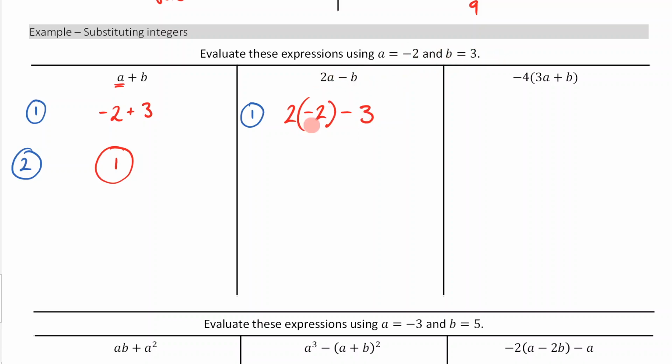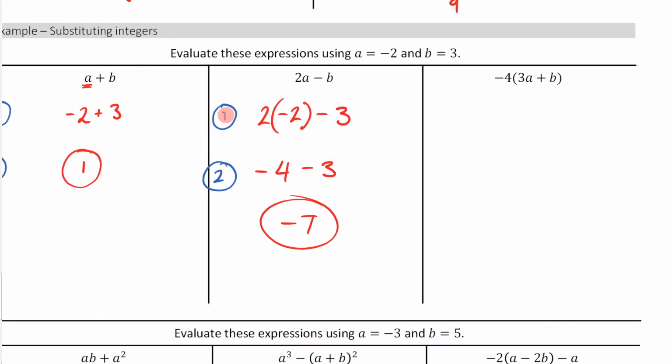Notice that I didn't do any maths here, I just substituted in. Then in your second step you're going to do the maths. Now remember, when there is nothing in between, like this, it's 2 times -2, which is going to be -4, then -3, and that's going to be -7, and that's going to be my answer. Okay, let's do the next one.